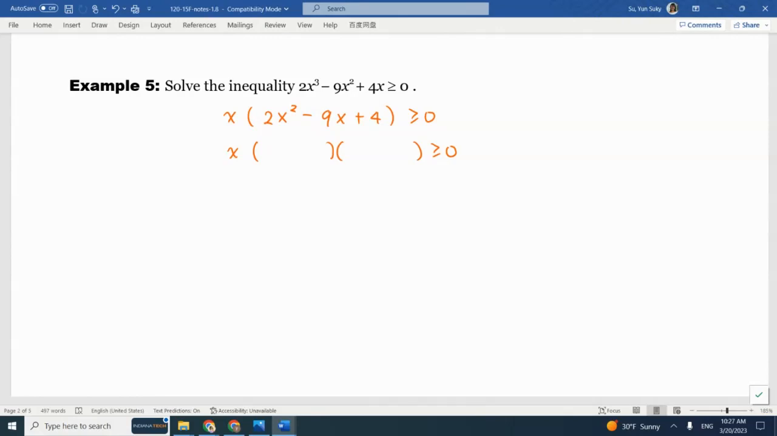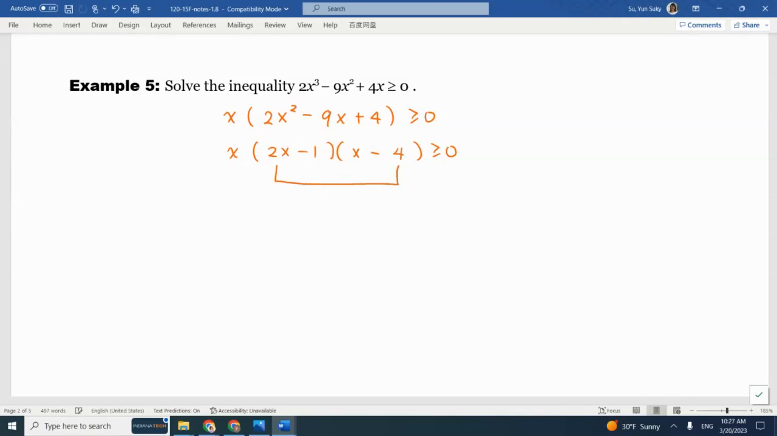Okay, so how do we factor? What are the factors of 2x squared? 2x and x, very good. Factors of 4. It could be 1 and 4 or 2 and 2. 1 and 4, right. And which one? So x plus, I mean, 4? Yes, very good, because it's negative, so we put minus.